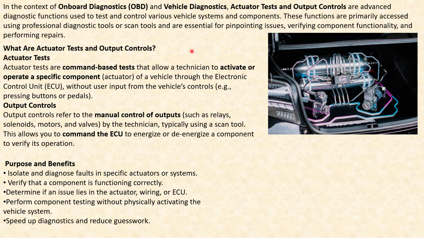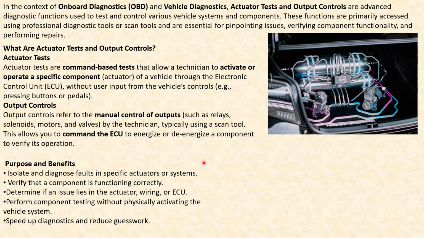Now, output controls refer to manual control of outputs such as relays by the technician, typically using a scan tool, and this allows you to command the ECU to energize or de-energize a component to verify its operation. Okay, so I hope you understood the subtle difference between the actuator test and the output control.